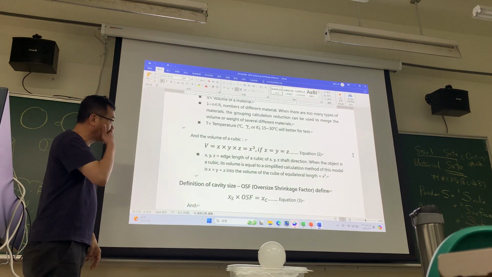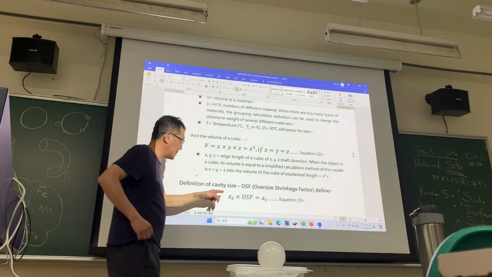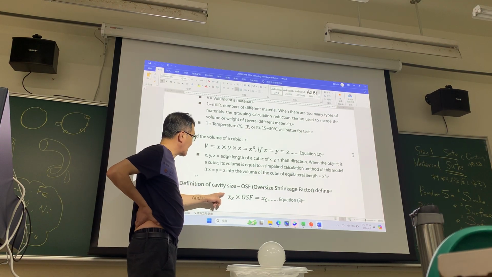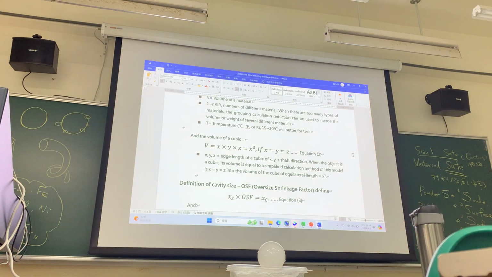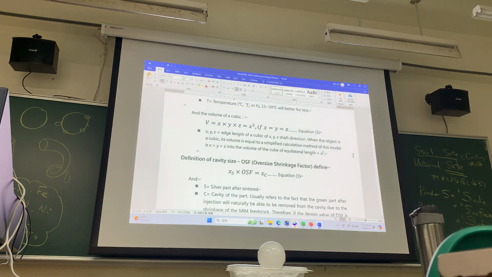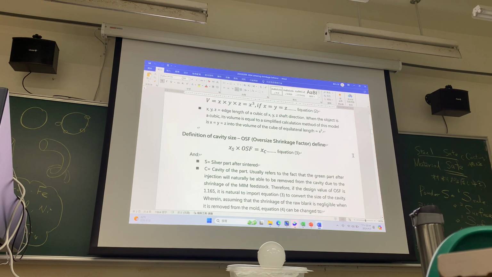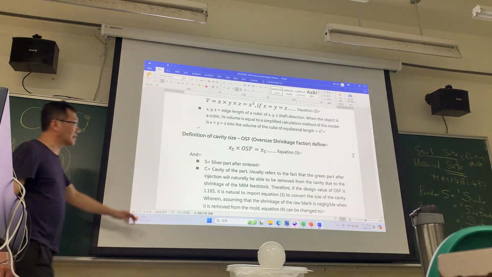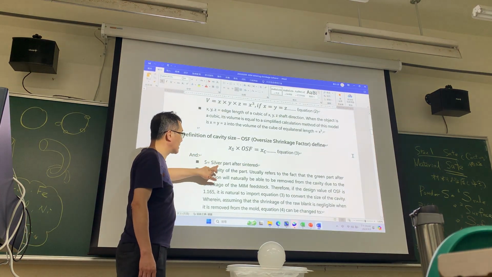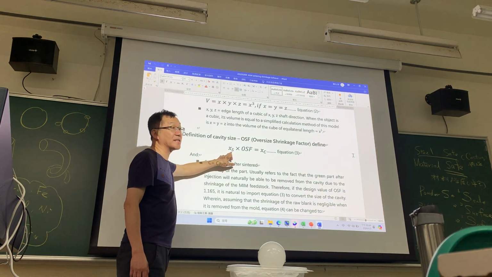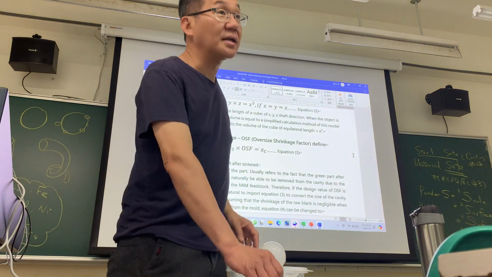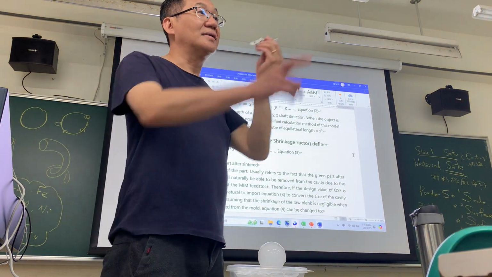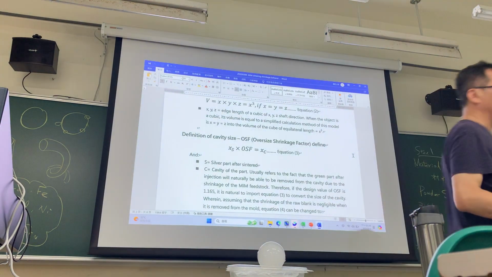Then this is our oversize, which we define. This one is S. What is S? This is a zero part. So we call this one S. It's after sintering, just like this one.